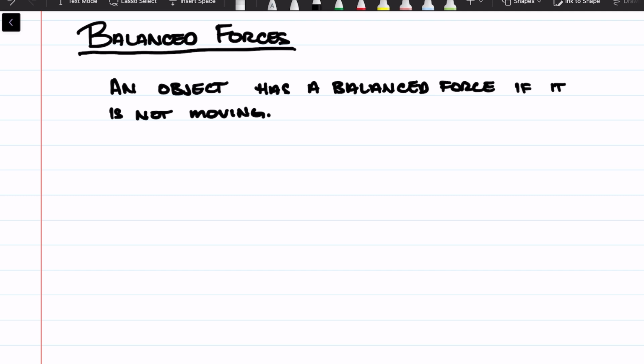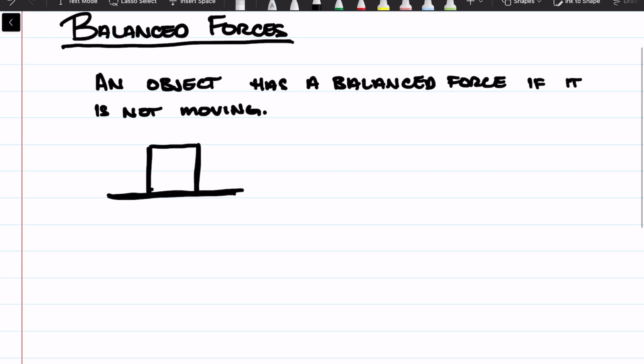So for example, you can have an object here that is a box, and let's say that this box is absolutely still. It is on a table or on the ground, and it is not moving at all. Now we know that it is balanced because even though it is pulled down, it is also pushed up or held up by whatever object is under it. So in other words, there's a force here that we call gravity, and we're going to write this as Fg. And we have another force that is pushing back.